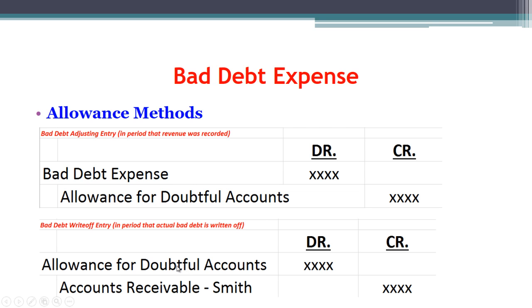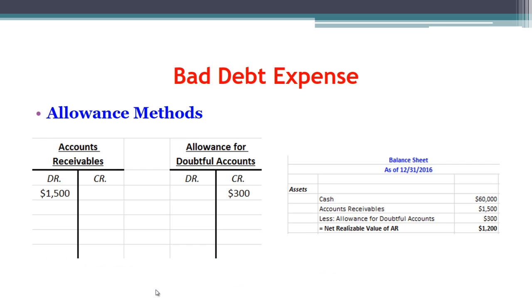So we're debiting the allowance for doubtful accounts to decrease it. We're using it up. And we're crediting the accounts receivable for Smith. That's the customer that didn't pay us. We're crediting their accounts receivable to reduce it. Again, they still owe us the money, but we don't want to record it as an asset anymore. So on the books, if you look at the T accounts here, we would have the accounts receivables with a debit for $1,500, a credit for $300 for the allowance for doubtful accounts. This is in total after everything, after all other transactions are recorded.